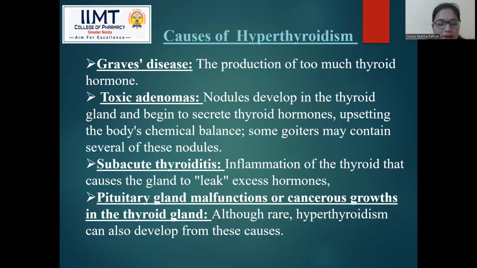So, what is mumps virus? Mumps virus is a viral infection that affects the salivary glands and is easily preventable by the vaccine. Pituitary gland malfunctions or cancerous growth in the thyroid gland are rare, but hyperthyroidism can also develop from these causes. Pituitary disorders occur when the pituitary gland makes too much or too little of particular hormones. Most often these disorders are caused by a pituitary tumor. Most pituitary tumors are non-cancerous.